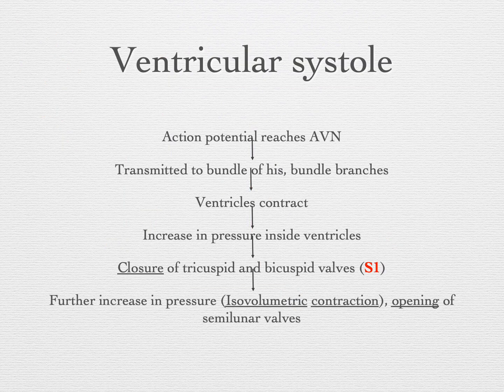S1. Now, just to run through all the text, in the ventricular systole, the action potential reaches the atrioventricular node. This potential is then transmitted to the bundle of His and the bundle branches, and finally the ventricles begin to contract. This leads to an increase in the pressure inside the ventricles, which will lead to the closure of the tricuspid and the bicuspid valves. Further increase in pressure or isovolumetric contraction will lead to the opening of the semilunar valves.